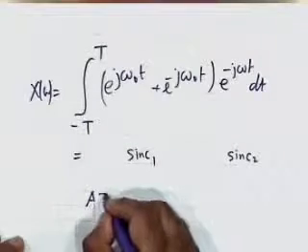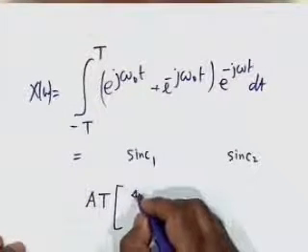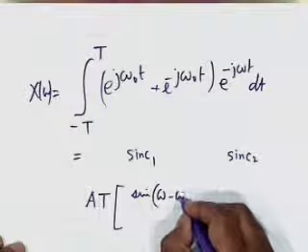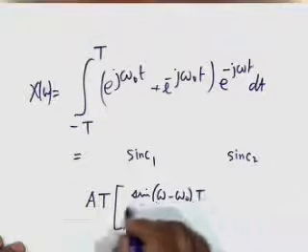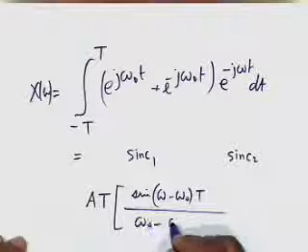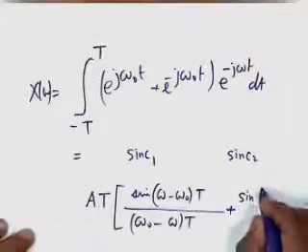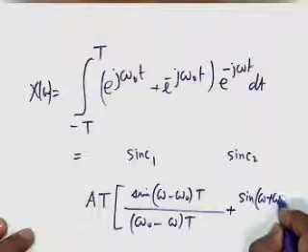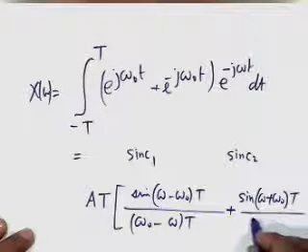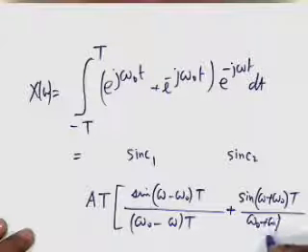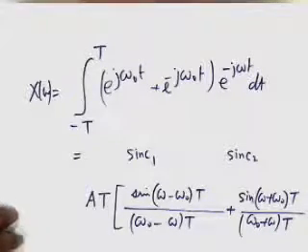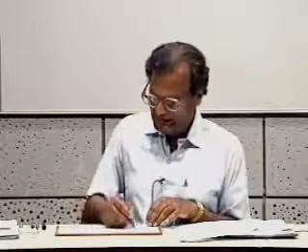The final result looks like this: A T times sine of (omega minus omega 0) T divided by (omega 0 minus omega) T, plus sine of (omega plus omega 0) T divided by (omega 0 plus omega) T. That is truly the sin x by x form, and if you plot this, then you get something like this.